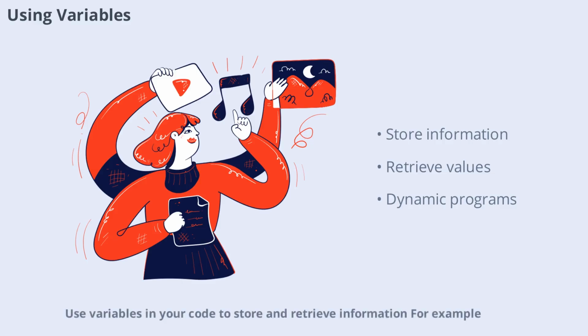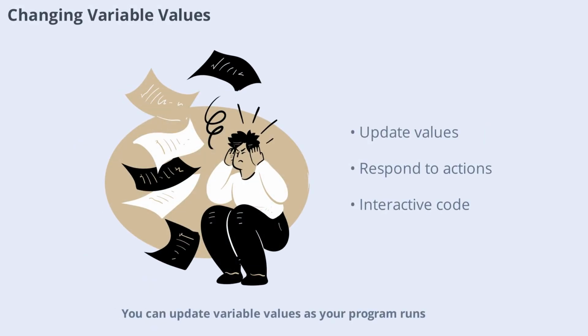Use variables in your code to store and retrieve information. For example, display a message or calculate a result. Variables make your programs dynamic and interactive. You can update variable values as your program runs. This allows your code to respond to user actions and changes. For example, update a score in a game or change a message based on input.